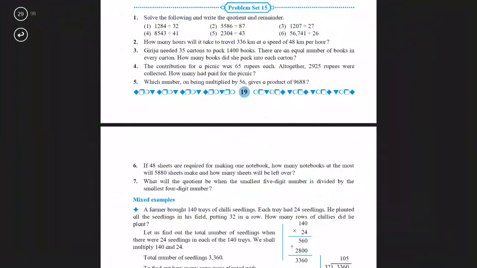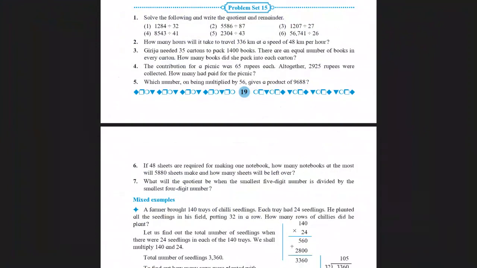Question number 6. If 48 sheets are required for making one notebook, how many notebooks at the most will 5,880 sheets make? And how many sheets will be left over? So to make one notebook, you require 48 sheets. How many sheets are there totally?